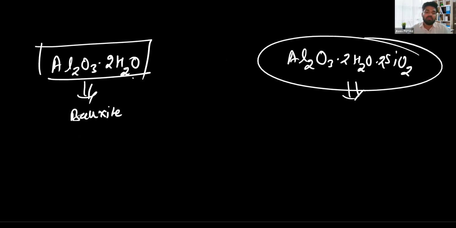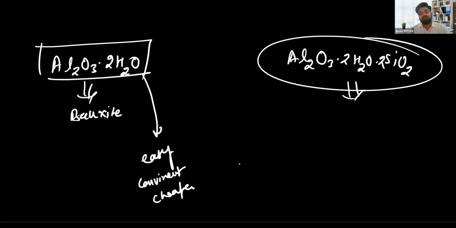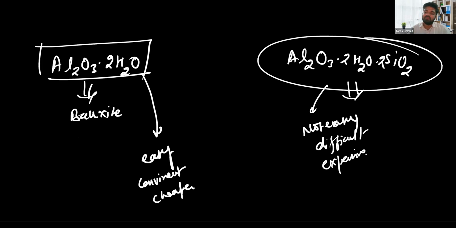But if you extract aluminum from bauxite, it is easy, convenient, and cheaper. And from this other one, it is not easy. It is difficult and expensive.